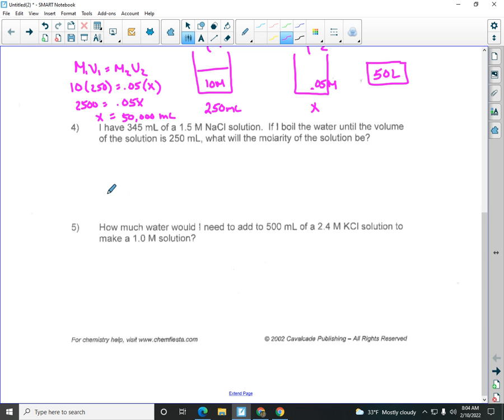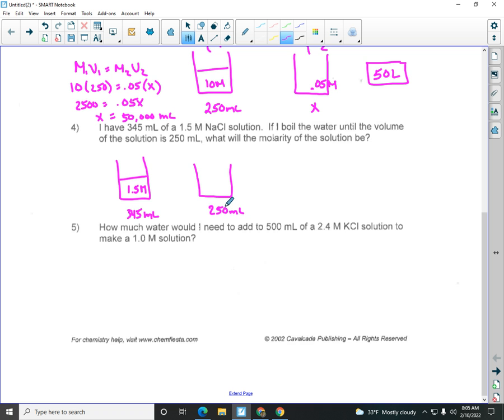Okay, give another one a go. See how you can do. Number 4, I have 345 milliliters. Draw the picture of a 1.5 molar solution, sodium chloride. If I boil the water, so water's coming out, until the volume is now 250 milliliters, right? So you started with 345 and you ended up with 250. How much of the water boiled away?